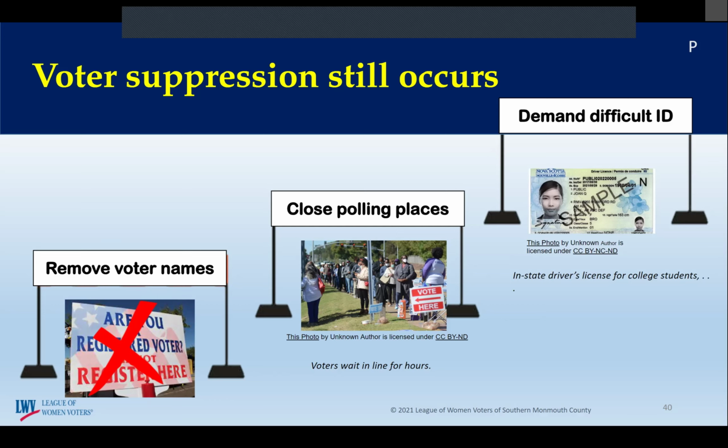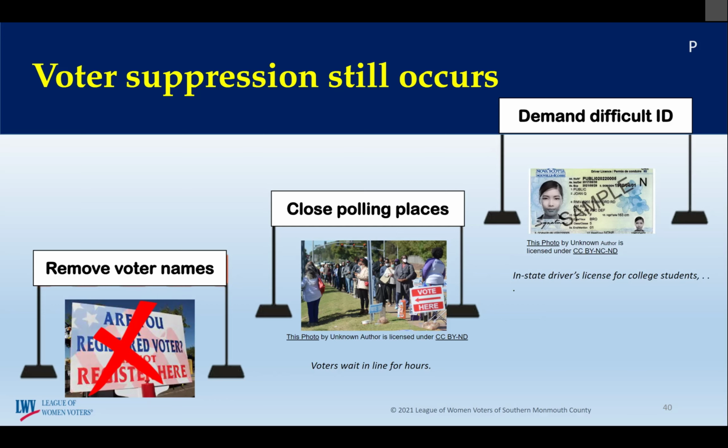The other thing is to sometimes demand difficult ID. Now, students who go to college out of state, Tennessee is a good example. If you go to a university there, you have to really check carefully before you go if you want to vote in Tennessee to make sure that you can meet their requirements, because you need an in-state driver's license and another kind of ID, and then you need to register to vote in Tennessee. And if you just arrived at college, that's a lot to deal with, in addition to adjusting to being in college for the first time.